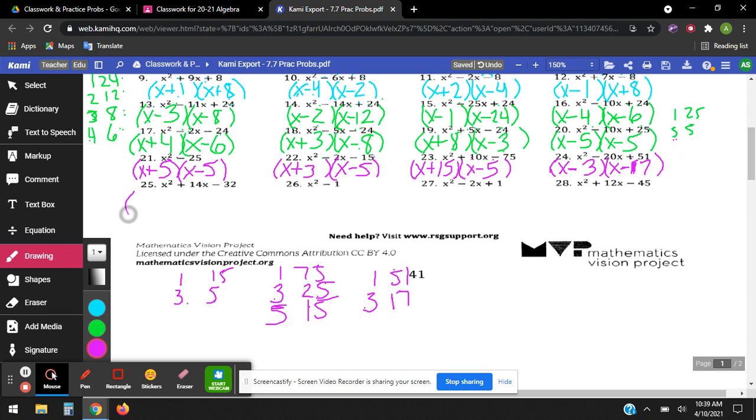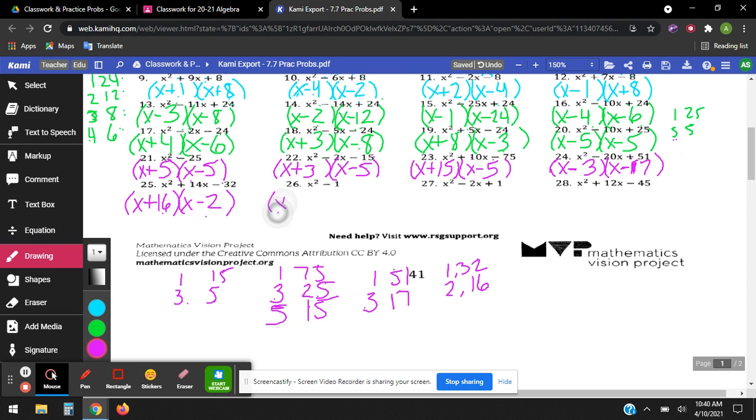Next row, we have, okay, so it's a negative 32, so that's a plus and a minus, but we have a positive 14. So we're subtracting to get 14. So let's see, 1 and 32, 2 and 16. So 32 minus 1 is 31. 16 minus 2 is 14. So you only have to go as far as you need to use the ones we need. Positive 16 minus 2 gives me a positive 14.